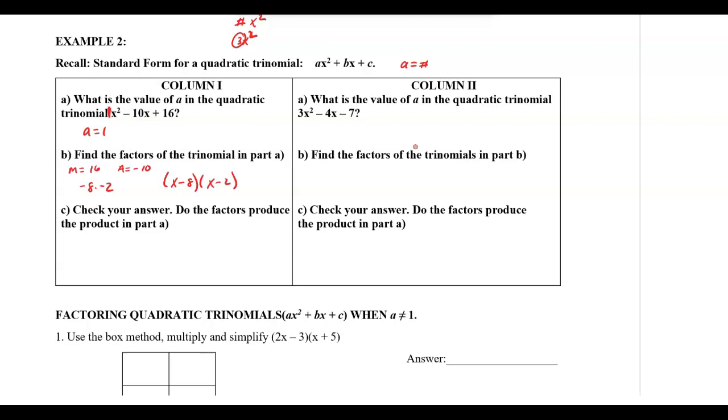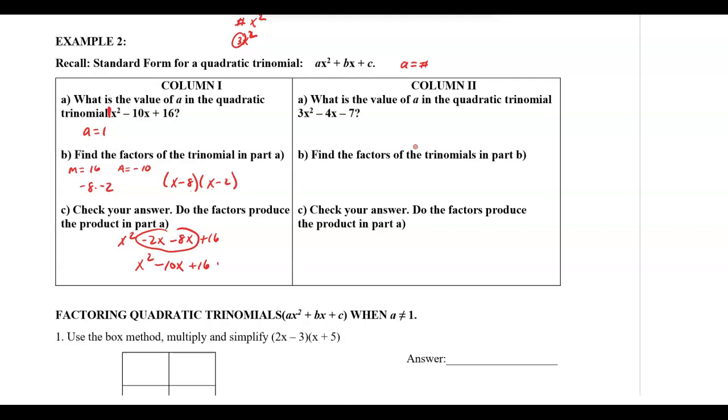Now, check your answers. Do these produce the product in part A? Well, if I take x minus 8 times x minus 2, x times x is x squared, x times negative 2 is minus 2x, negative 8 times x is minus 8x, negative 8 times negative 2 is plus 16, and when we combine these middle terms, we get minus 10x plus 16. That matches up with what we started with.